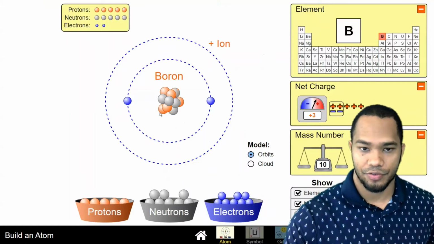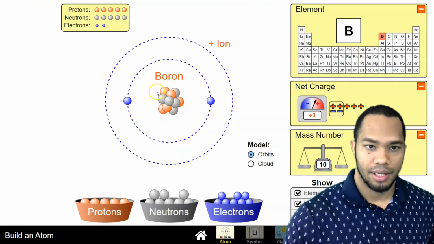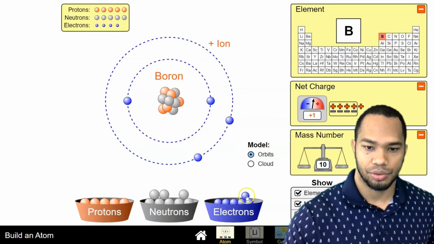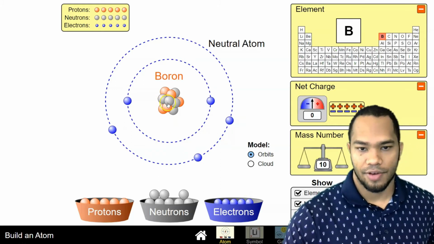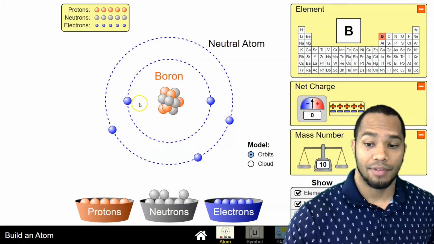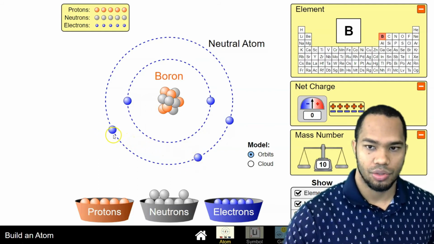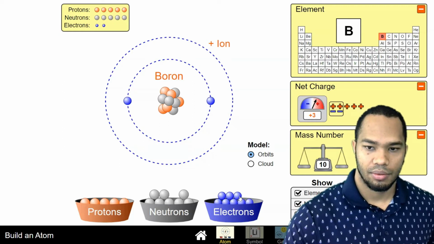Its atomic number is 5. And it will tend to give away 3 electrons. So let's first just build a neutral atom of boron. Right, so it has 5 protons, 5 electrons. Now when it forms a bond, it is going to give away 3. Right, so we see that +3.